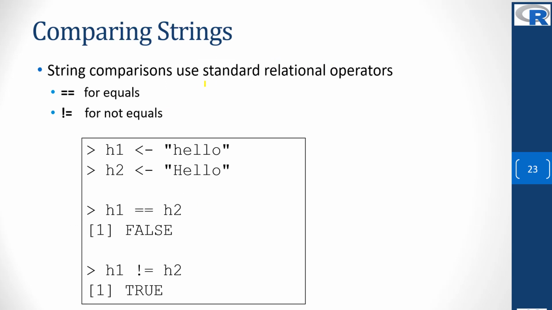We can use relational operators to compare strings. The double equals for equality, the bang equals for not equality. So here I'm creating two strings. One has the word hello, and another one has the word hello, but with an uppercase H. So R sees these as not equal because of that case difference. Using the equality operator, we see that that's false. If we use the inequality operator, we see that that's true.